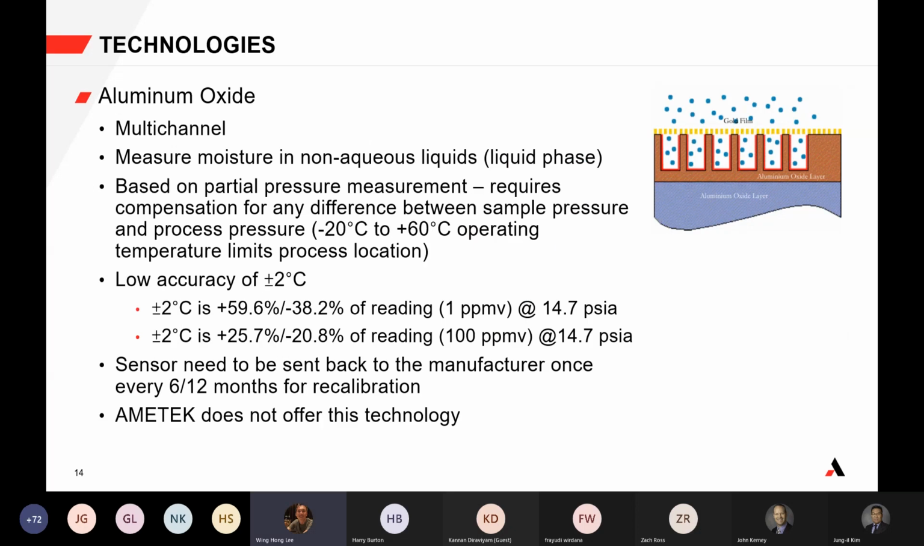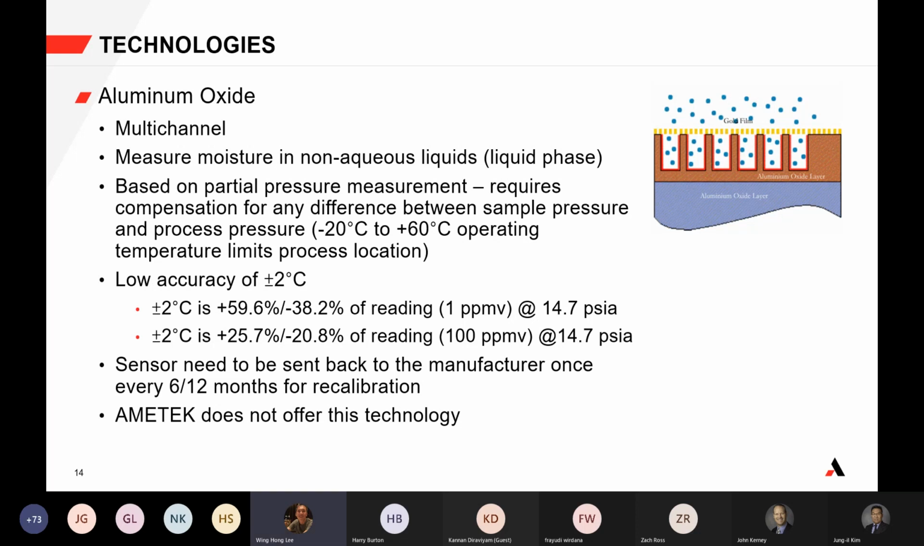A third technology that's also used in this application is aluminium oxide. It uses an impedance or capacitance sensor. It is a multi-channel system, and so you can achieve a low cost per stream of measurement. It can measure moisture in non-aqueous liquids. Its measurement principle is based on partial pressure, and hence requires compensation for any difference between sample pressure and process pressure.